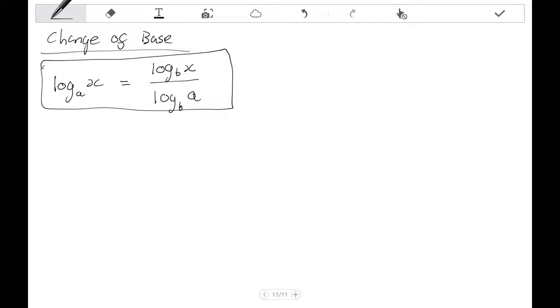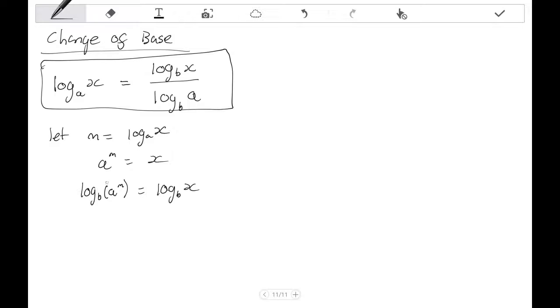What we're going to do is, again, I'm going to say let m equal log base a of x, which again means that a to the power of m is equal to x. Now I'm going to take logs of both sides, using log base b. So we get the log base b of a to the power of m is equal to log base b of x.